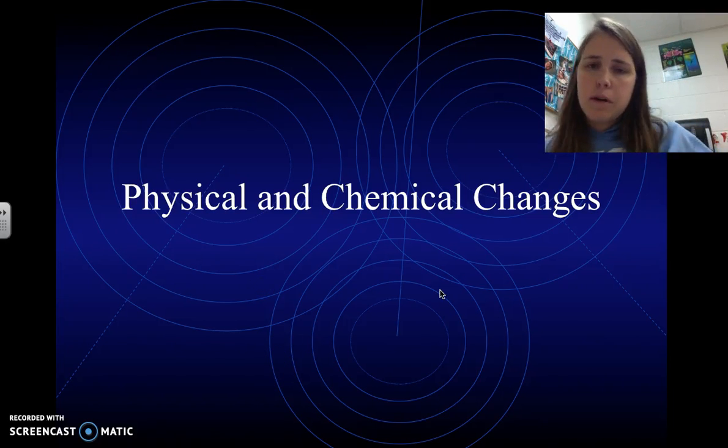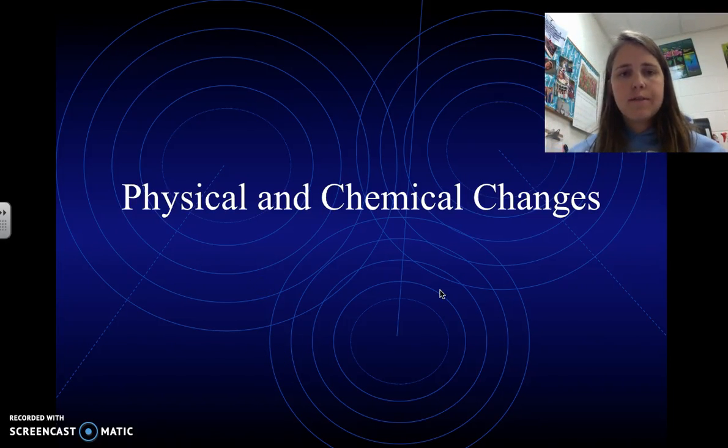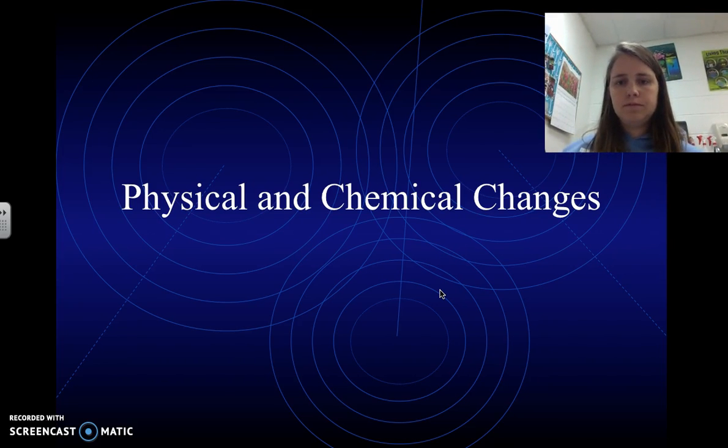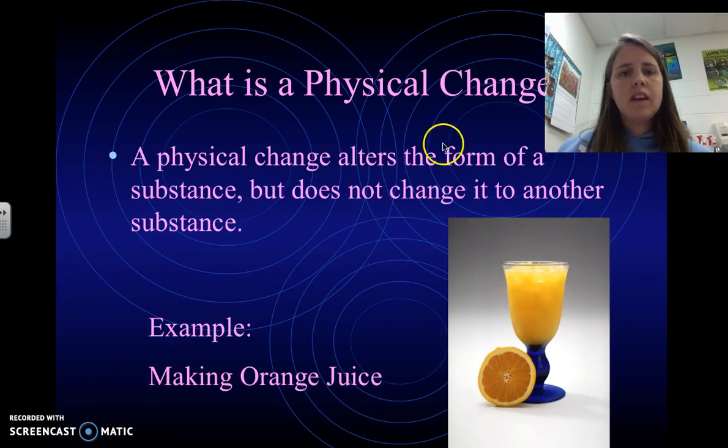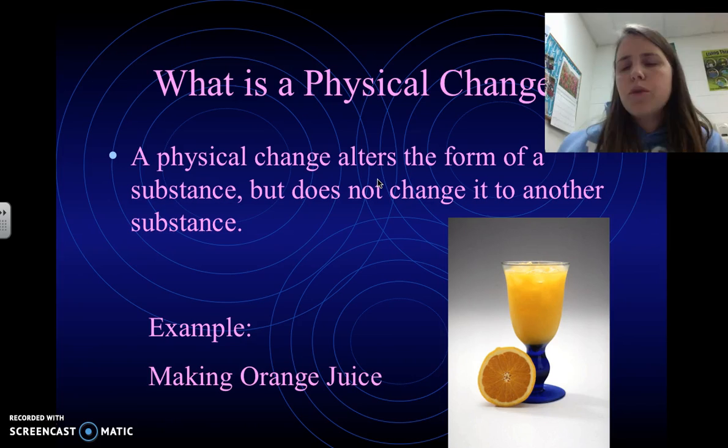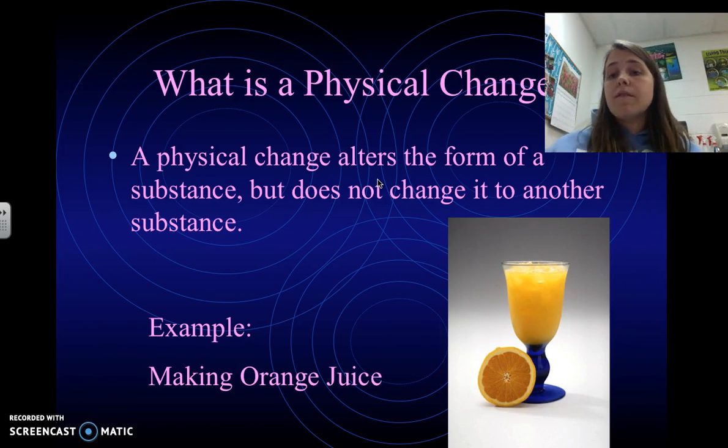All right, we're going to go ahead and talk about physical and chemical changes. So what is a physical change? A physical change alters the form of a substance but does not change it to another substance. So in other words, when you have something and it changes form or phase, it is a physical change, but it is not changed in itself.